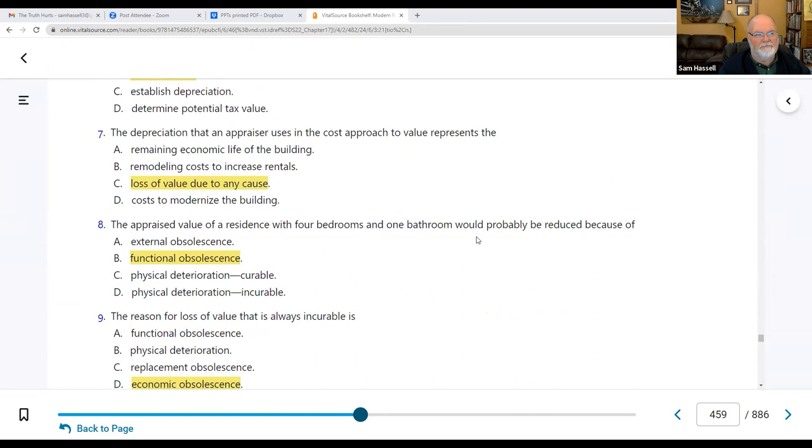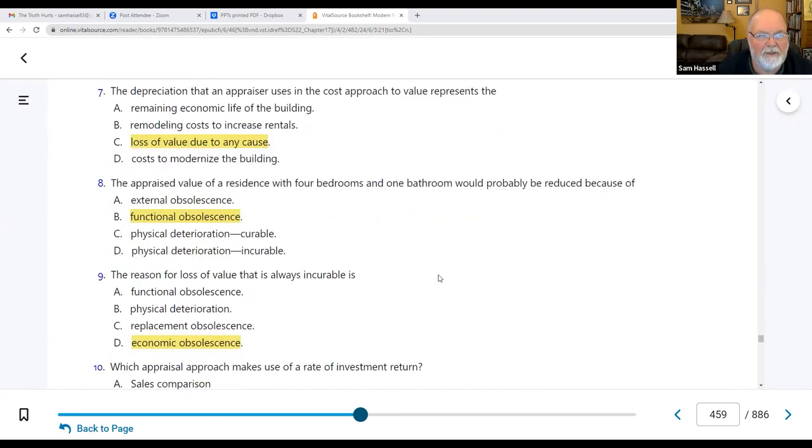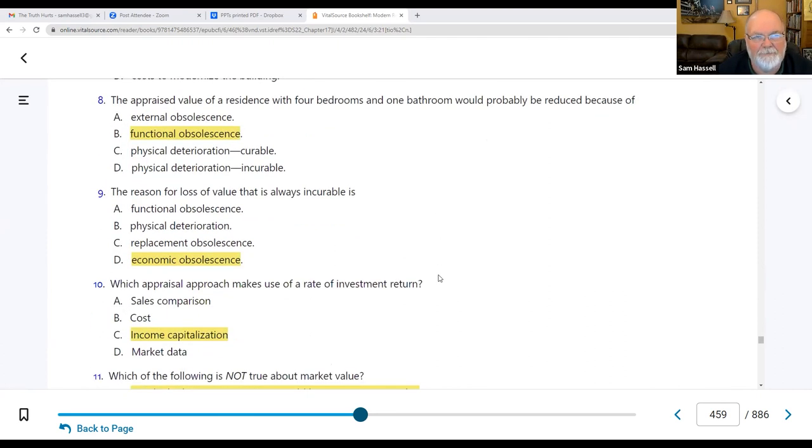Number seven, the depreciation that an appraiser uses in the cost approach to value represents the loss of value due to any cause. C, it's just age, right? Buildings go down. They're not worth as much the second day as they were the first day, much like cars, right? We lose value over time. That happens, and that's what we're allowed to do.